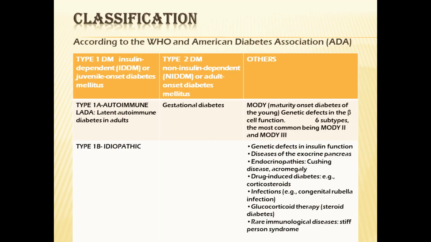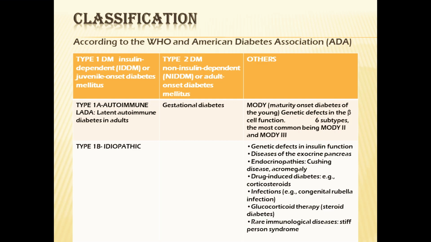Next, we're going to look at the classification. According to WHO and American Diabetes Association, diabetes mellitus can be classified as type 1 diabetes mellitus, which is also called insulin dependent or juvenile onset diabetes mellitus, which can be further divided into type 1A, which is LADA, that is latent autoimmune diabetes in adults, and type 1B, that is idiopathic. Type 2 diabetes mellitus is also called non-insulin dependent or adult onset diabetes mellitus, which includes gestational diabetes.